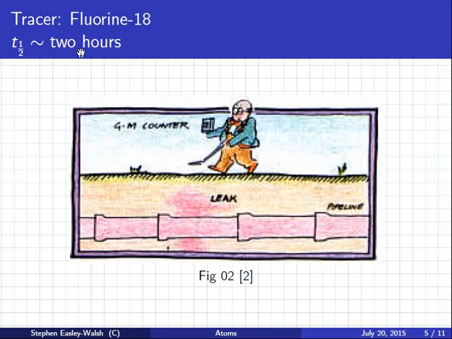Because after 24 hours, that's 12 half-lives. Remember, the earlier question we had was that after 7 half-lives, it's down to 1%. So after 12 half-lives, it's a very tiny fraction of a percent, it's small. So for example, you can use fluorine-18 to find leaks. You can write that down.